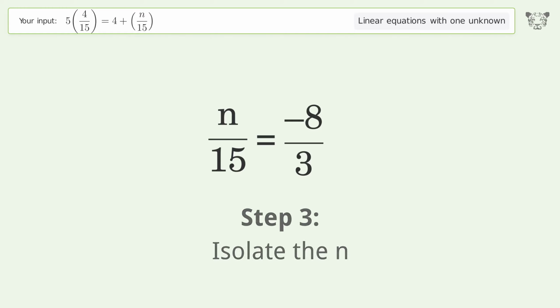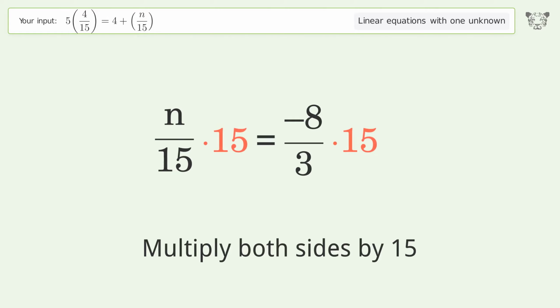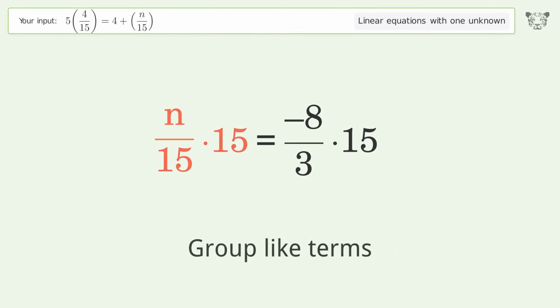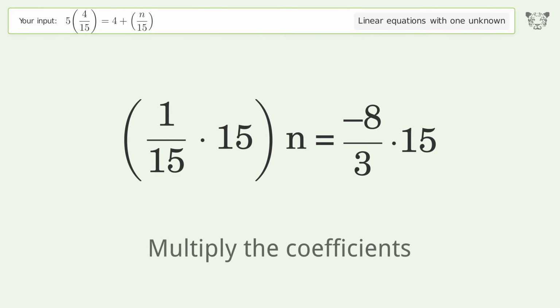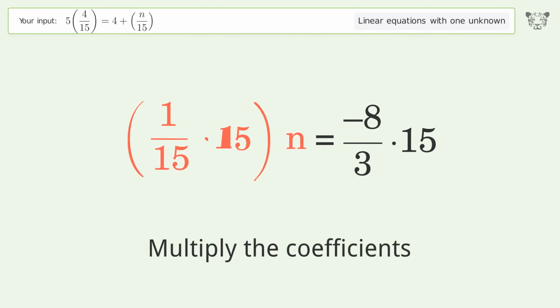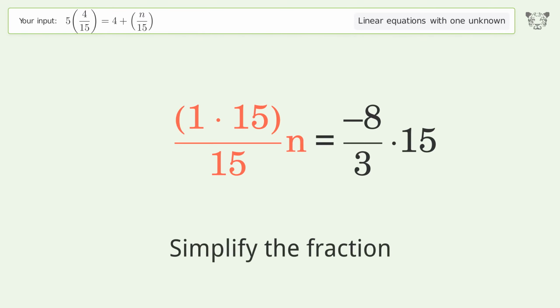Isolate the n. Multiply both sides by 15. Group like terms. Multiply the coefficients. Simplify the fraction.